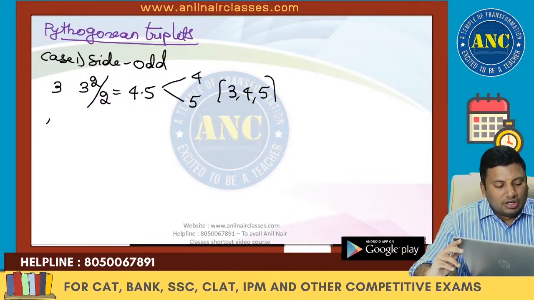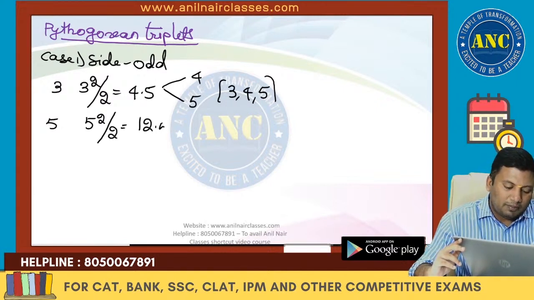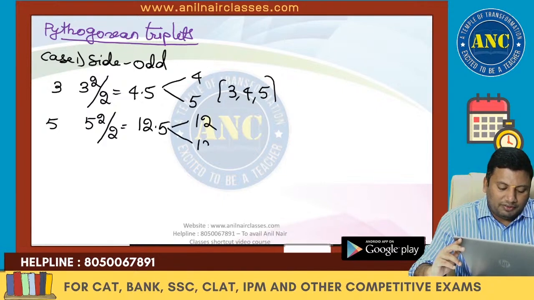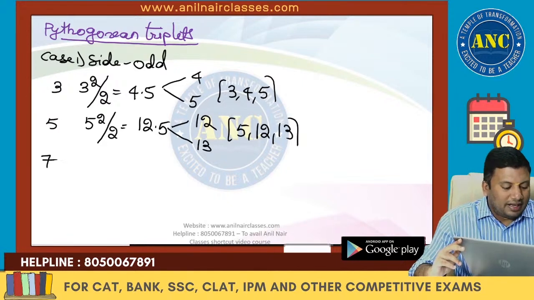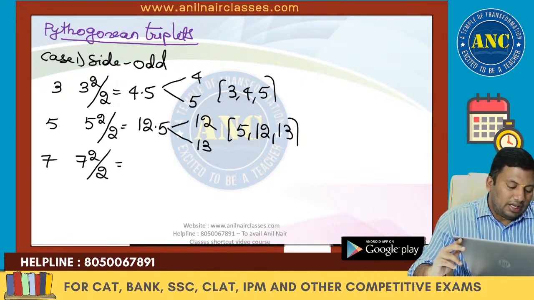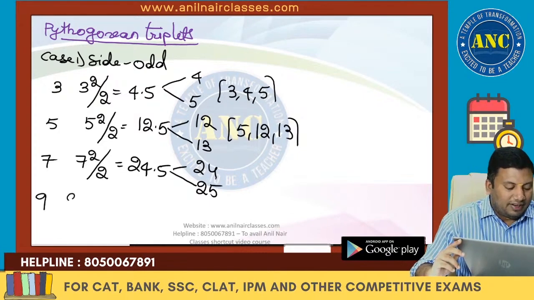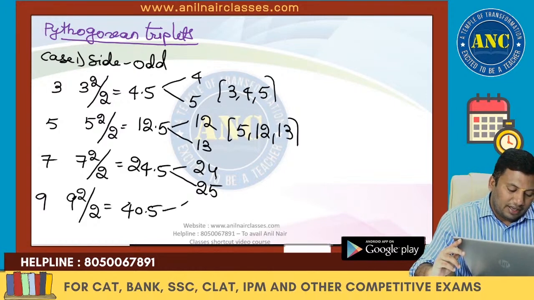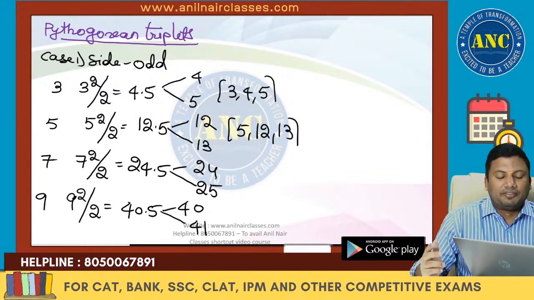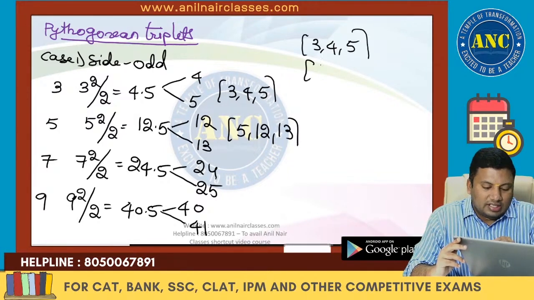Similarly, if I take the next odd number, 5 square by 2, which is nothing but 12.5. Subtract 0.5 and add 0.5, which is nothing but 5, 12 and 13. If I take 7 square by 2, 49 by 2, 24.5. Subtract 0.5 and add 0.5, 24 and 25. If it is 9 square by 2, 81 by 2, 40.5. Subtract 0.5 and add 0.5. So, all the Pythagorean triplets can be determined if the lowest side is an odd number.